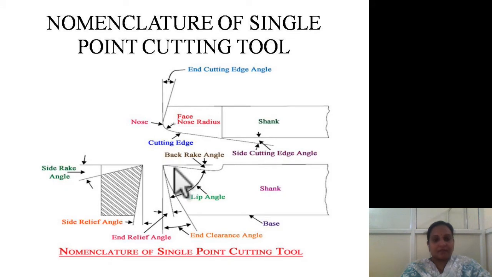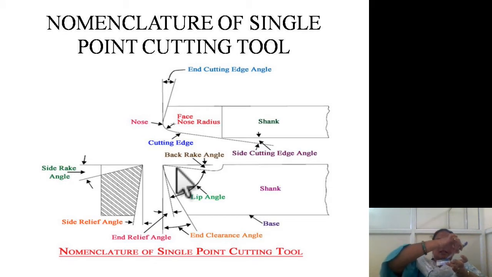Let me explain the same thing once again. For example, if you have a workpiece like this, and a tool like this, and your machining is going on like this, then we call it positive rake angle. If your tool is straight and it is going like this, then we call it neutral rake angle, and if your tool is going like this, then we call it negative rake angle. So we have three different types of rake angles.